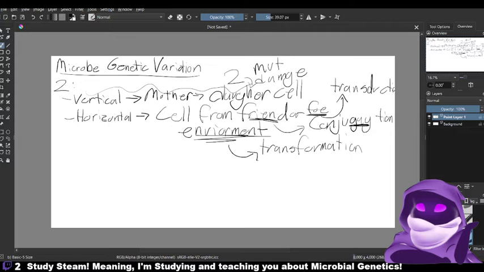Wow, that was such a bad squiggle. That was also a bad scribble. What is happening to my squiggling powers? There we go. So we're not going to talk about vertical. We are going to talk about horizontal.